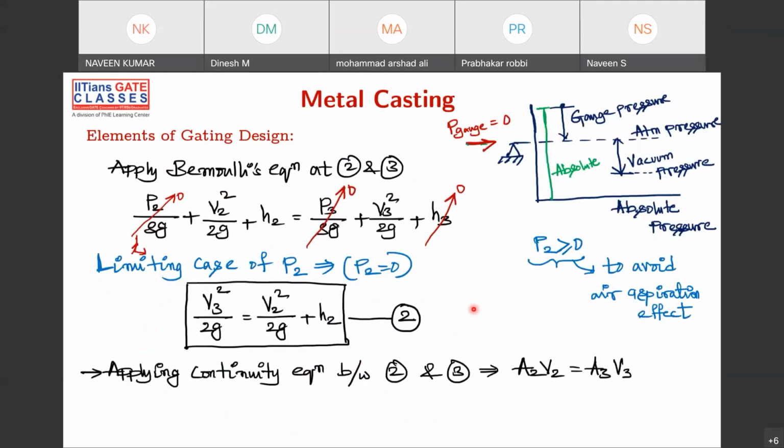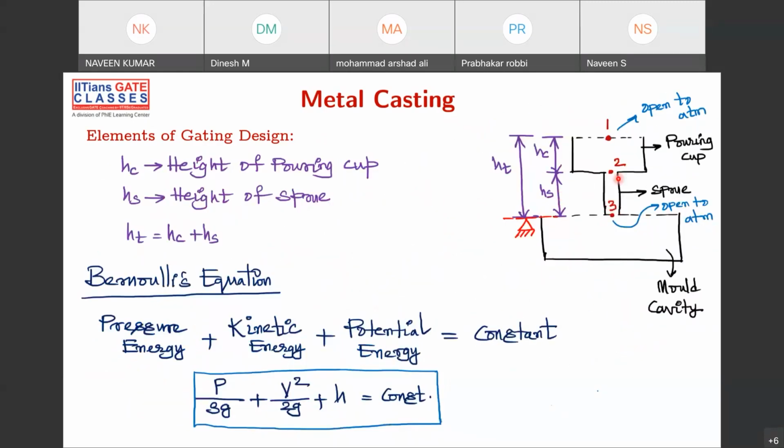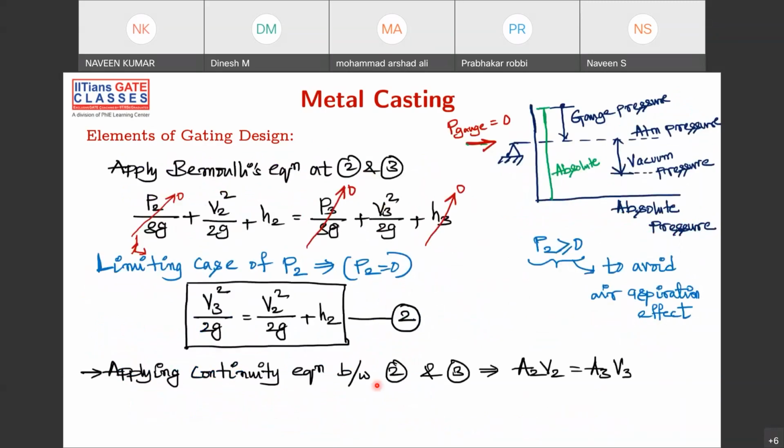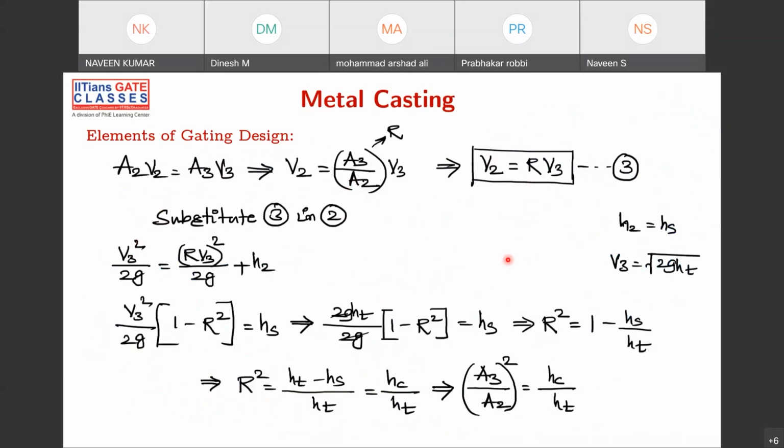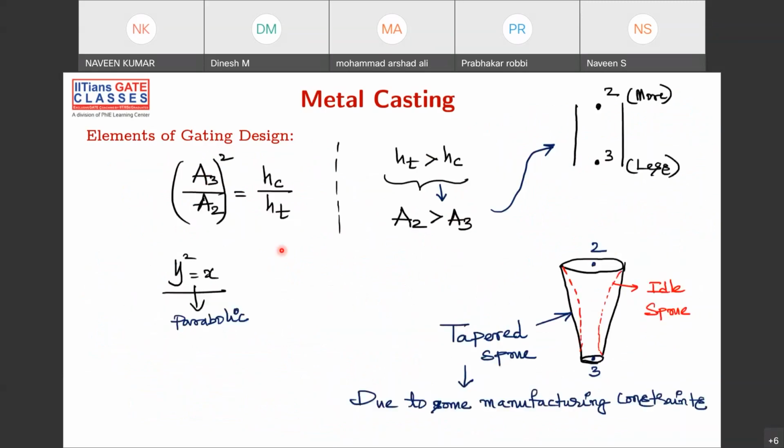Then again I'm applying Bernoulli's between 2 and 3. I did some calculations here and there, and I found out that A2 should be more than A3. A2 is more and A3 is less. And actually it should be like this, a paraboloid, because this is the equation you're getting.